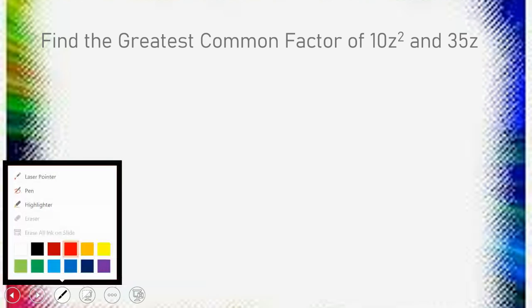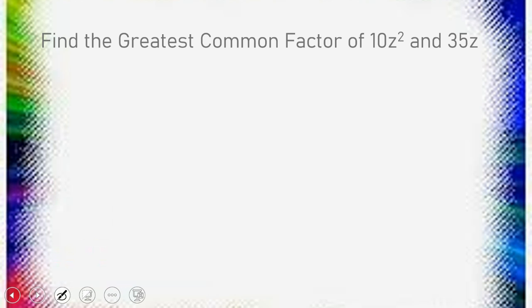So this is level 4 of Unit 8. I wanted to do some of these problems together. They're kind of difficult, so I wanted to show you how to do them. First thing we need to do is find the greatest common factor of 10z squared and 35z.